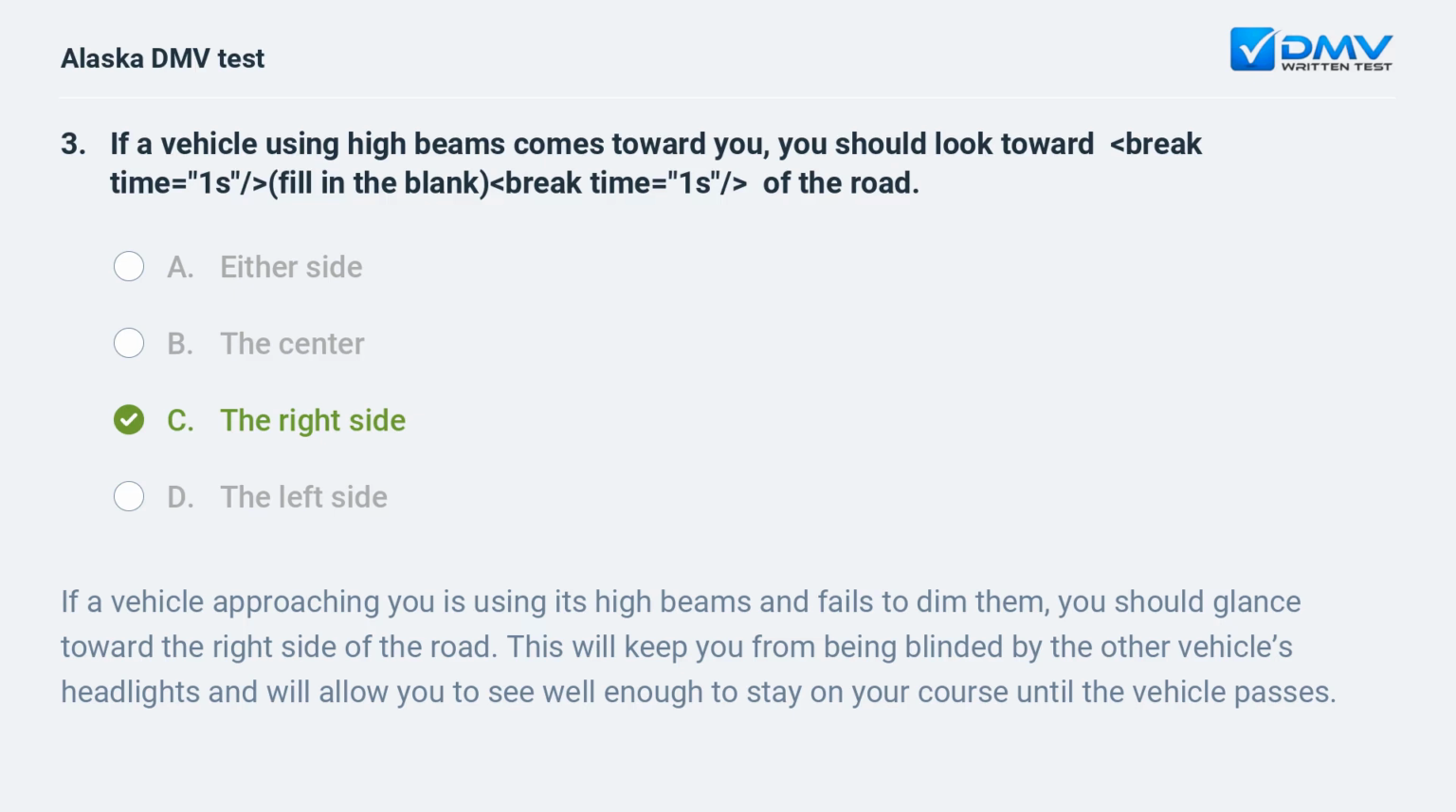c. the right side. If a vehicle approaching you is using its high beams and fails to dim them, you should glance toward the right side of the road. This will keep you from being blinded by the other vehicle's headlights and will allow you to see well enough to stay on your course until the vehicle passes.